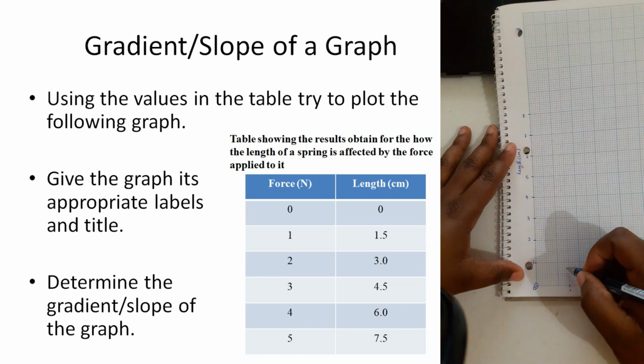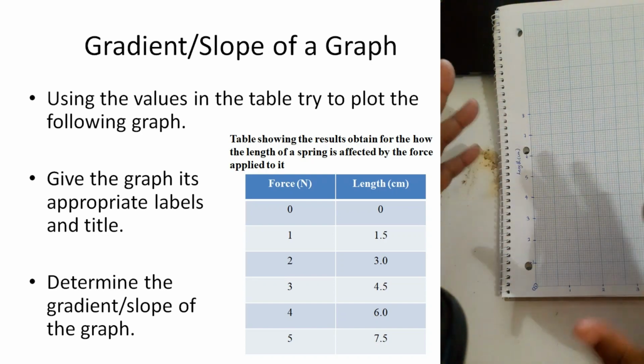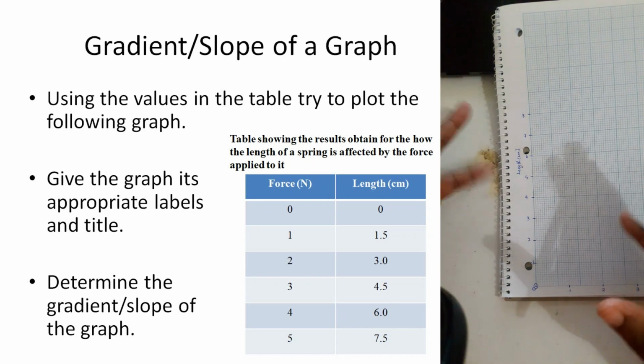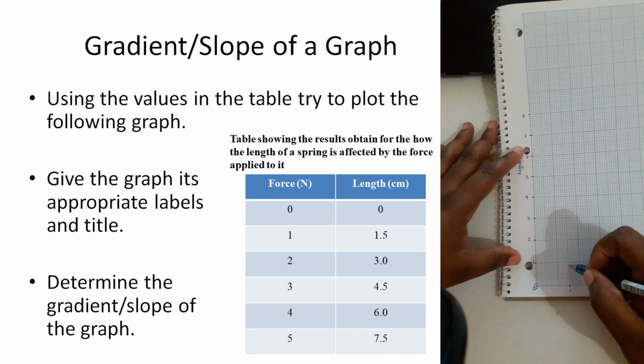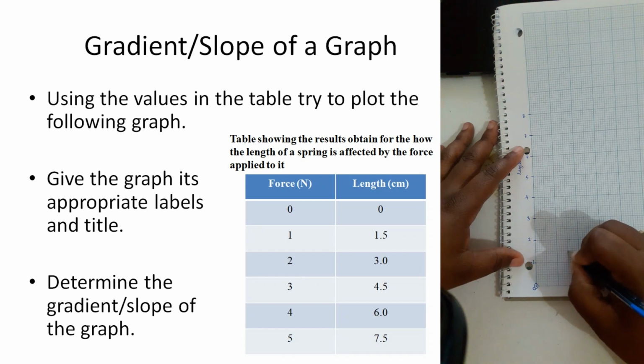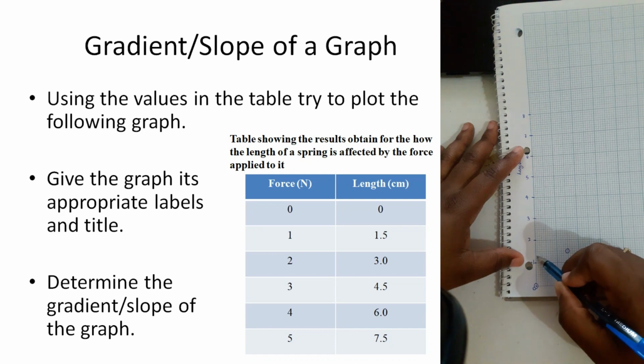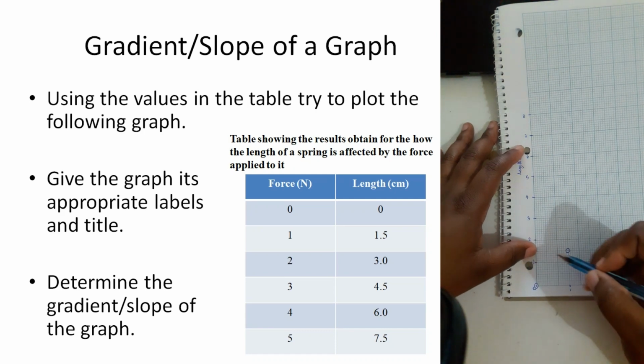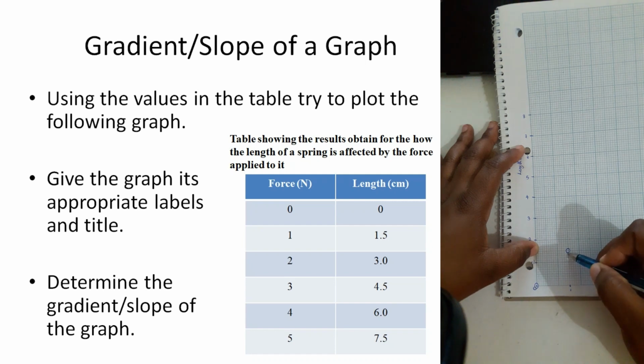When the force applied is 0, of course, if no force is applied, you won't have any length. The spring wouldn't stretch. And when you apply a force of 1 Newton, the spring stretched by 1.5. So remember, this is 0.1, 0.2, 0.3, 0.4, 0.5, and so 0.5 and 1, right?